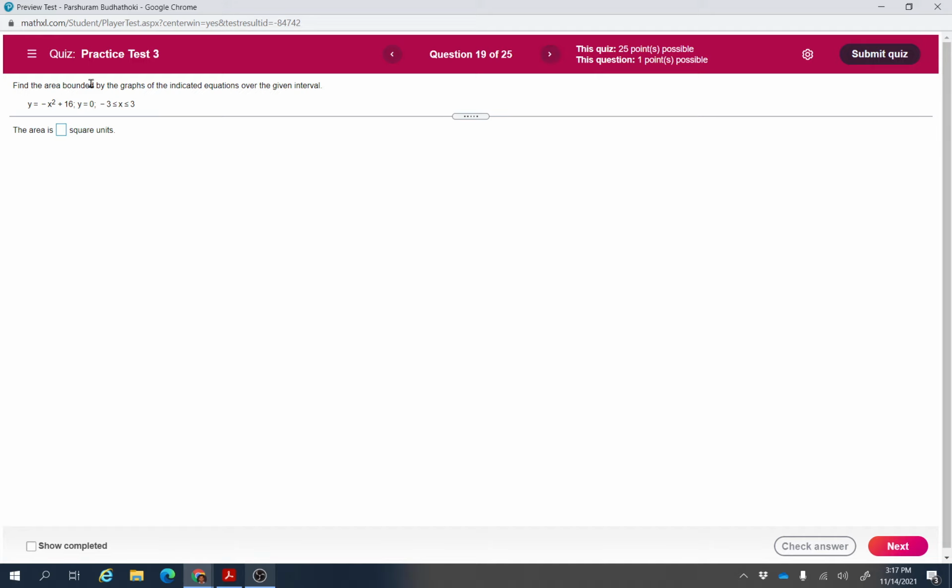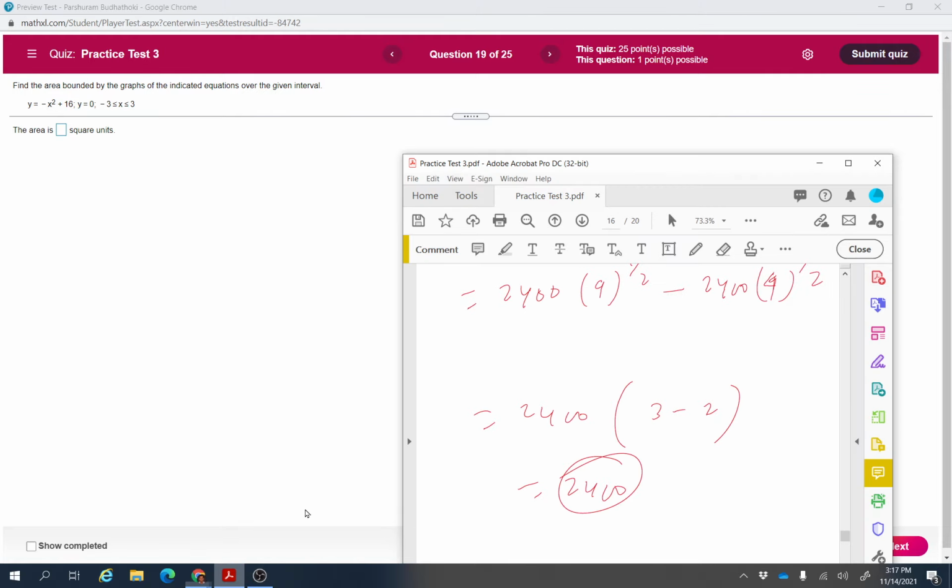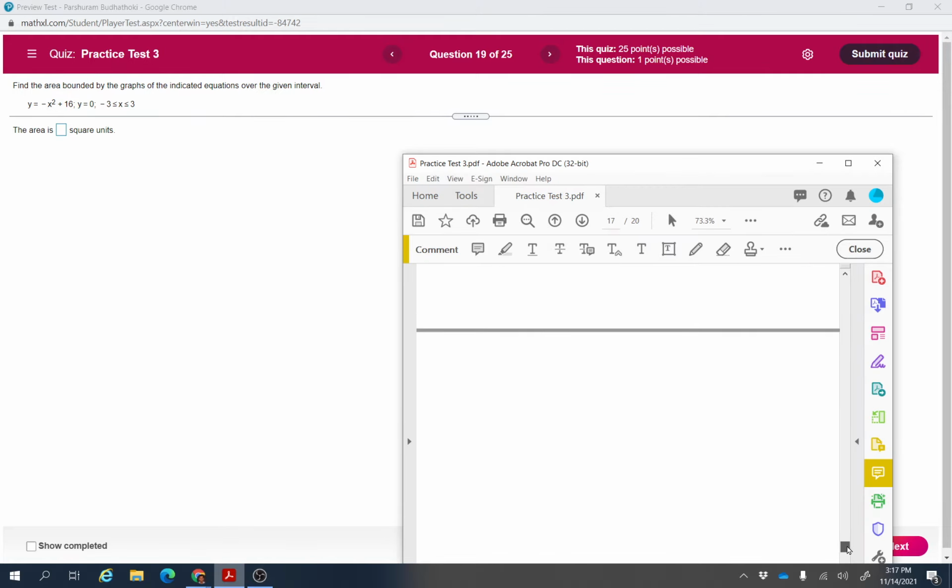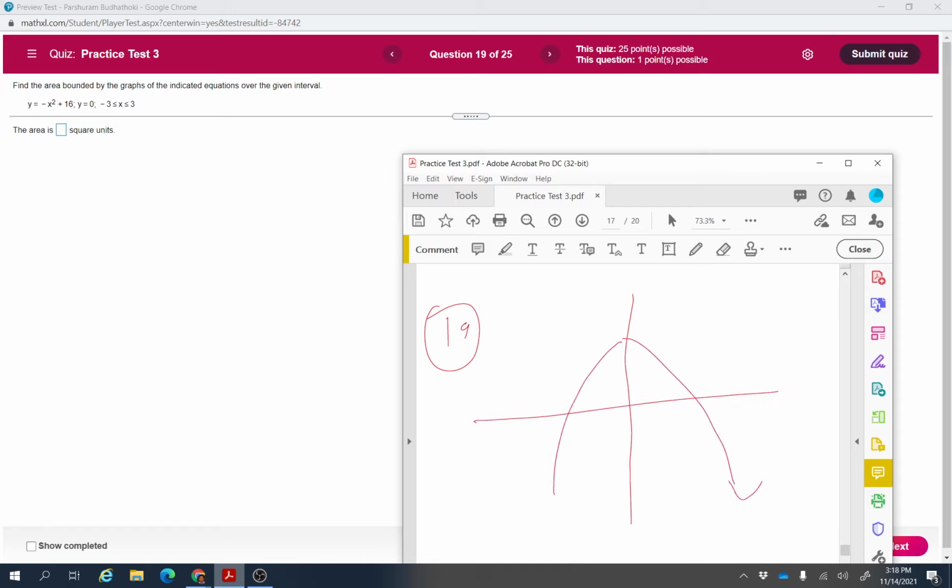Okay, find the area bounded by the graphs of the indicated equation over the interval. So plot the graph, and then find the area by using integration. For the first one, as you can see, this is a parabolic graph, y equals negative x squared plus 16. When x is 0, y is 16. So that would be the graph of y equals negative x squared plus 16.